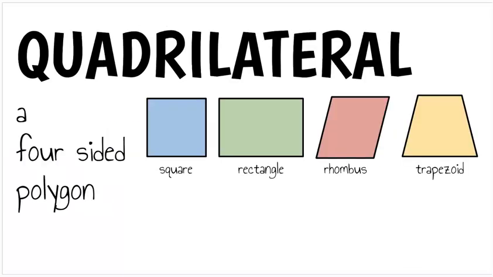Next, we have a quadrilateral. That's a 4-sided polygon. So here we see a square, a rectangle, a rhombus, a trapezoid. Those are all a 4-sided polygon, and they are all quadrilaterals.